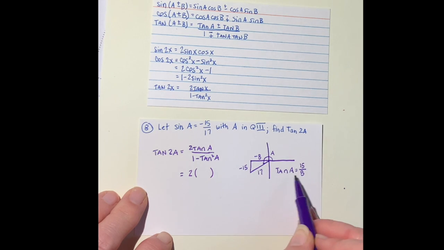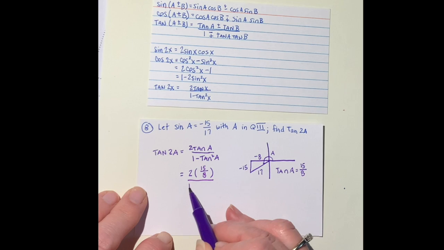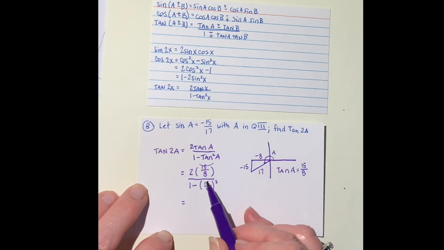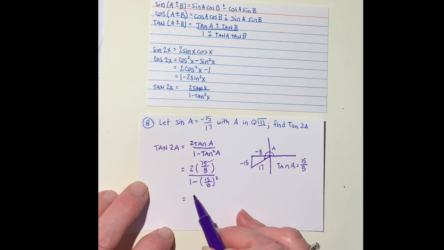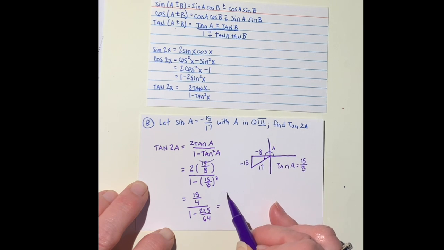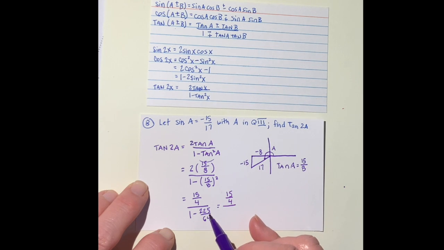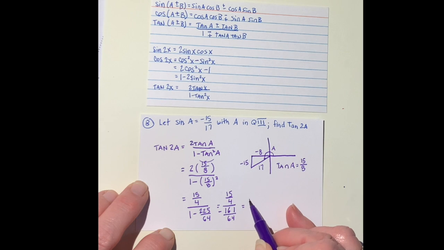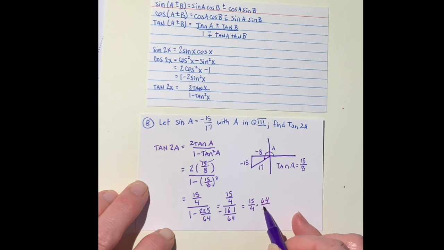2 times the tangent of a, which is 15 over 8, divided by 1 minus the tangent of a squared, so it means 15 over 8 squared. 2 times 15 becomes 30 over 8, which would reduce to 15 over 4. And this is going to be 1 minus, squaring 15 is 225, squaring 8 is 64. Think of this as 64 over 64 minus 225 over 64. So 64 minus 225 is negative 161 over 64. And then I'm dividing, so think of this as 15 over 4 times 64 over negative 161.